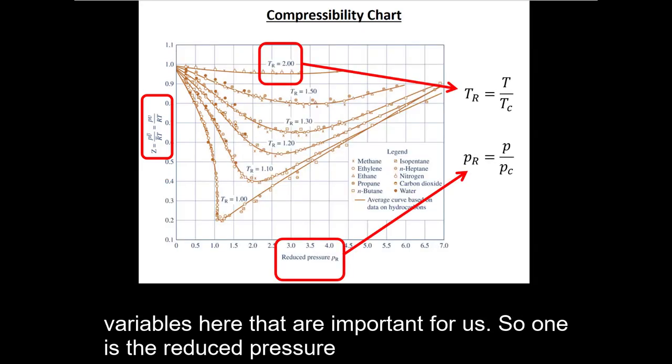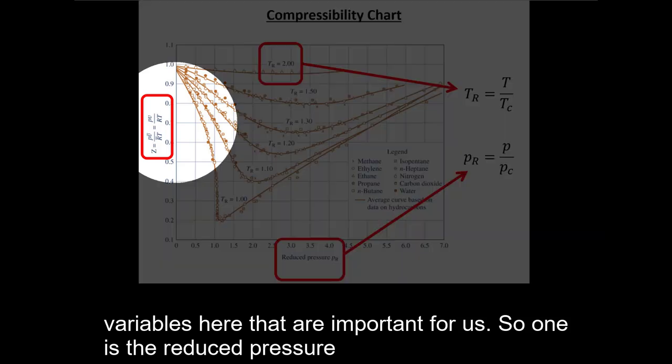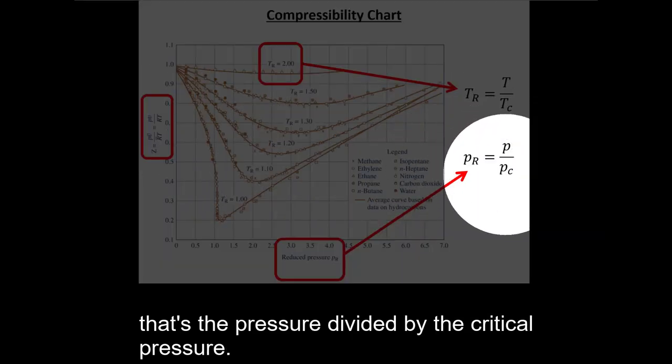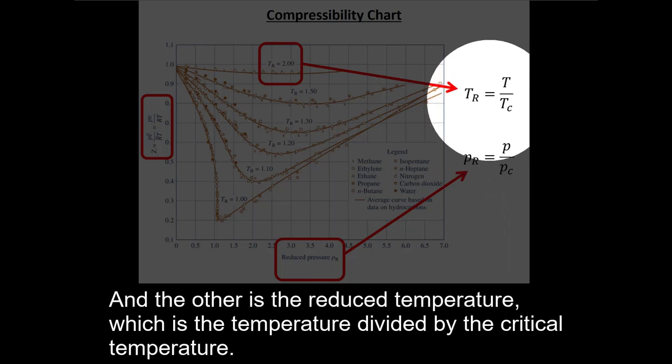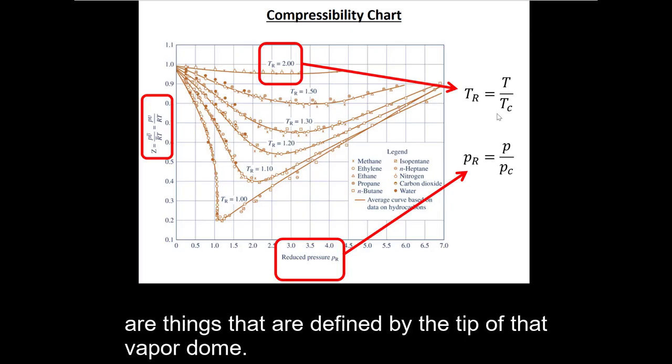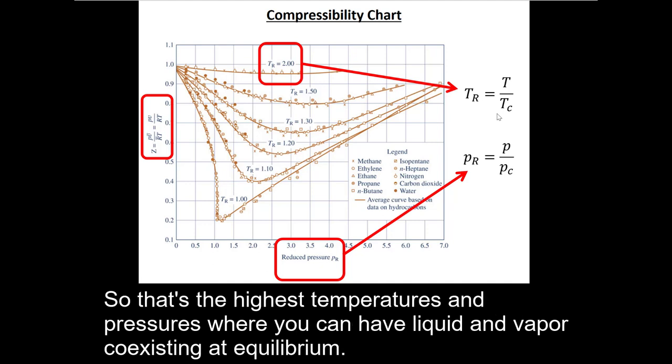Now, there's two variables here that are important for us. So one is the reduced pressure. That's the pressure divided by the critical pressure. And the other is the reduced temperature, which is the temperature divided by the critical temperature. Now remember, the critical temperature and the critical pressure are things that are defined by the tip of that vapor dome. So that's the highest temperatures and pressures where you can have liquid and vapor coexisting at equilibrium.